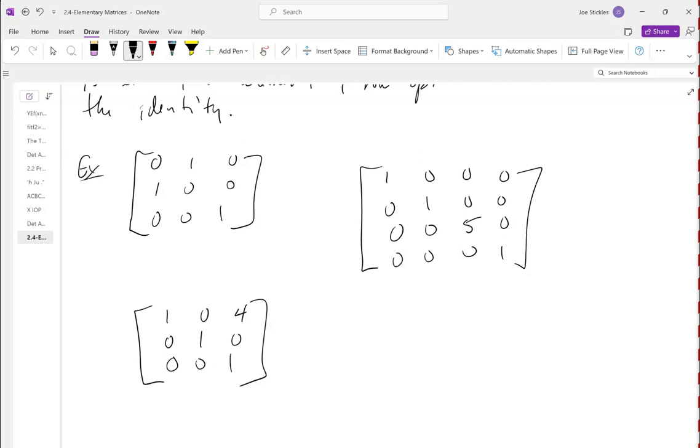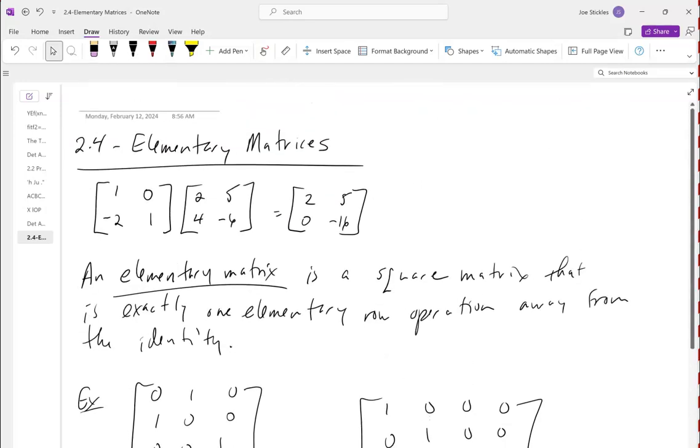Now, the idea behind these elementary matrices is that we can achieve all of the row operations that we do to put a matrix in reduced row echelon form through matrix multiplication. Because multiplying on the left by an elementary matrix has the effect of doing that row operation that was done on the elementary matrix to the one you're multiplying by, right? We saw an example of that up here, right? We said that if we start with the identity and multiply row 1 by negative 2 added to row 2, and then do this product, it has the exact same effect.